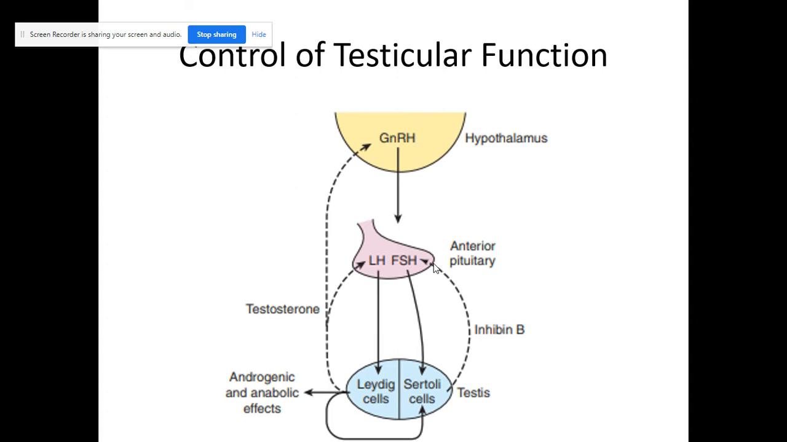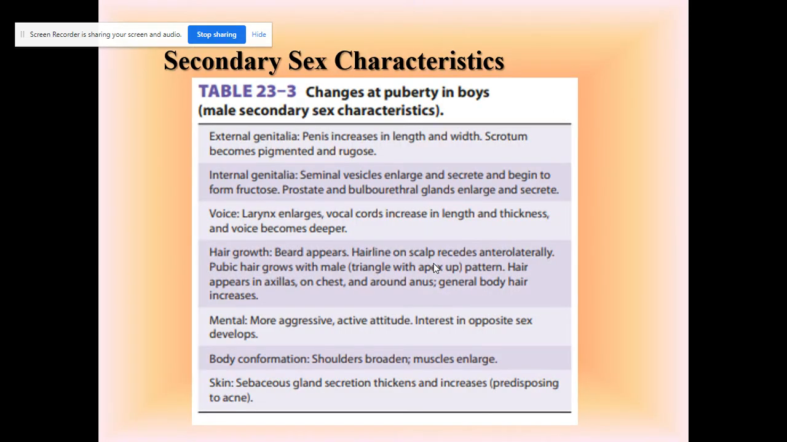In response to LH, some of the testosterone secreted from the Leydig cells bathes the seminiferous epithelium and provides a high local concentration of androgen to the Sertoli cell that is necessary for normal spermatogenesis. Okay, so let's now proceed with the secondary sex characteristics of male.